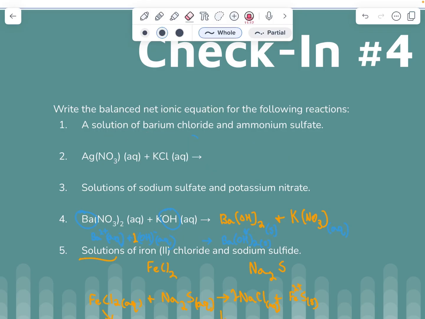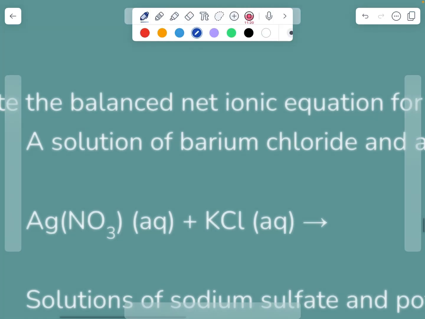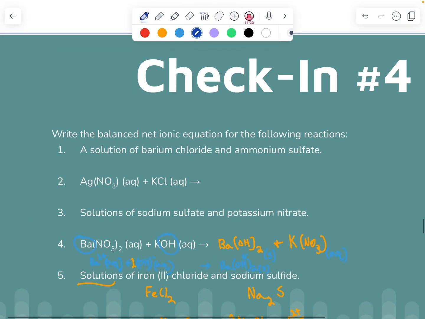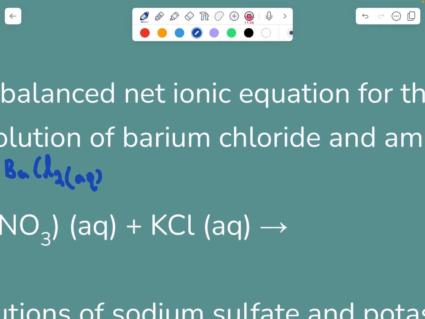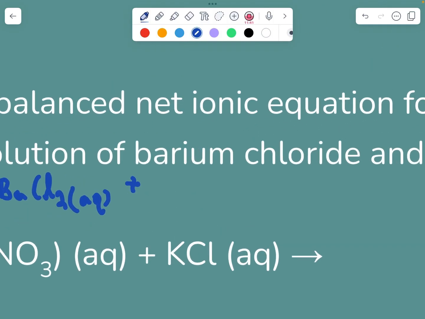So let's practice one. A solution of barium chloride and ammonium sulfate. Barium chloride is Ba, barium's in the second column of the periodic table, so we have Cl2 because chloride has a charge of -1. And then ammonium sulfate, which is NH4 plus, times that by 2 because sulfate carries a -2 charge. And then this is going to be aqueous.